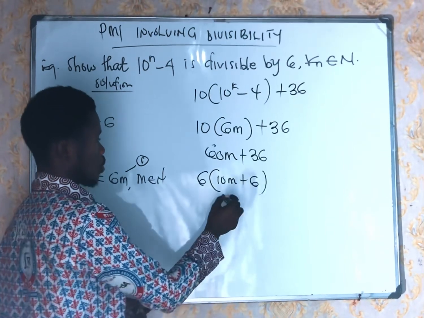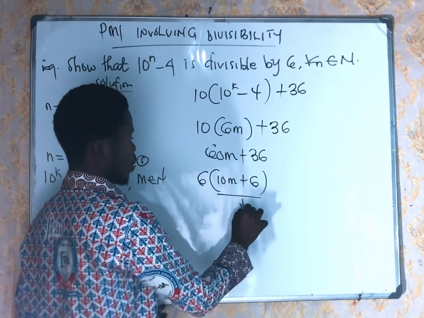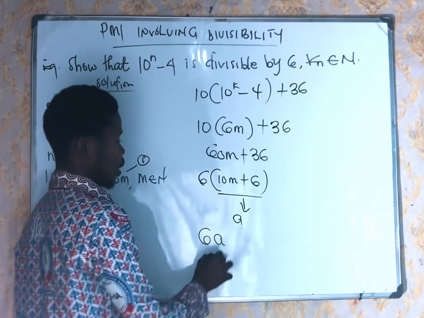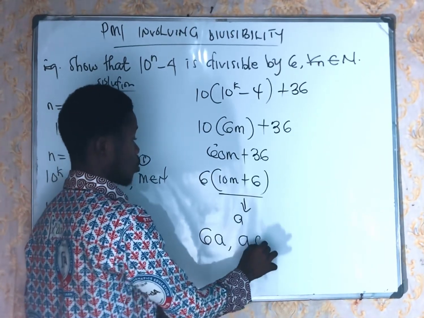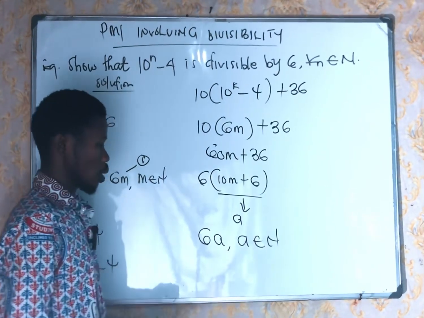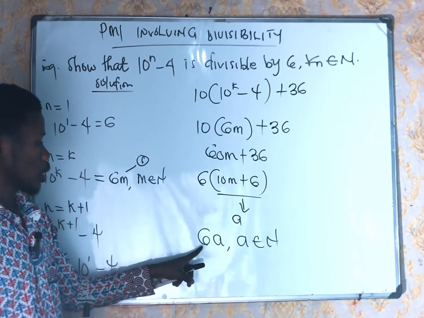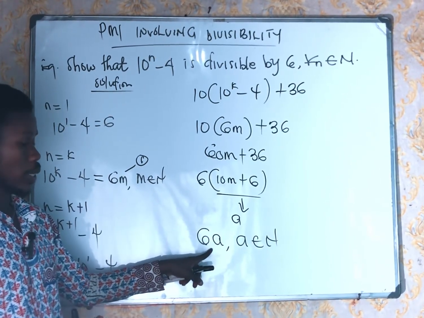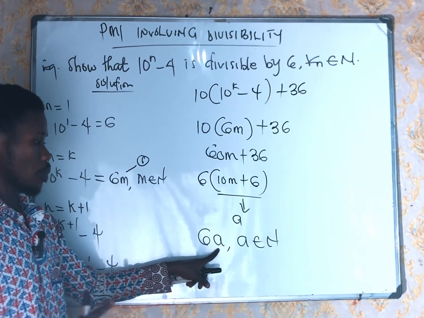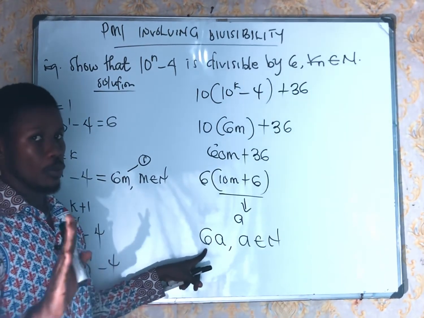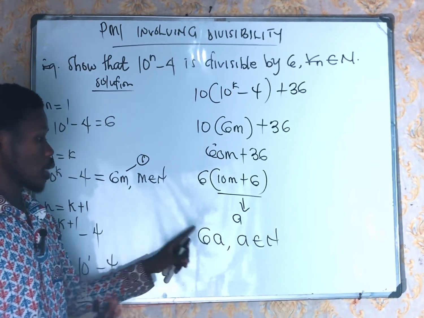So let me represent the whole of this statement by, let's say, letter A. So I can say that this is multiplied by A, where A also belongs to the natural numbers. What does it mean? It means that it is proven that this is divisible by 6, because any natural number I put here, if I multiply by 6 and I divide by 6, it will be possible without a remainder. So that is divisible by 6.